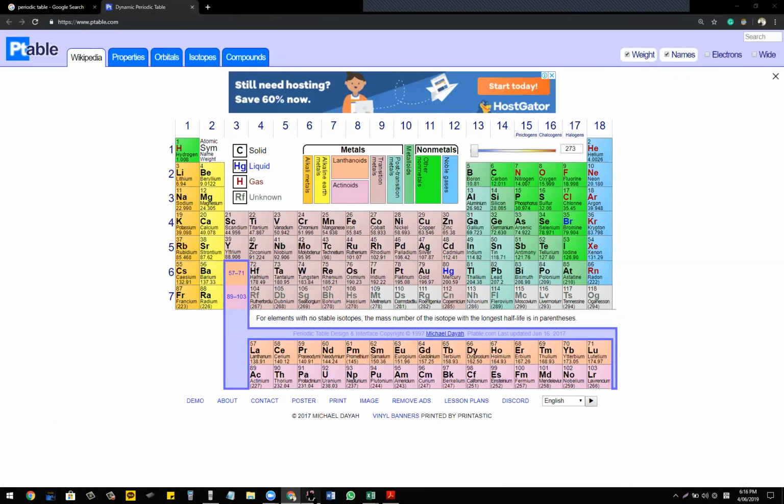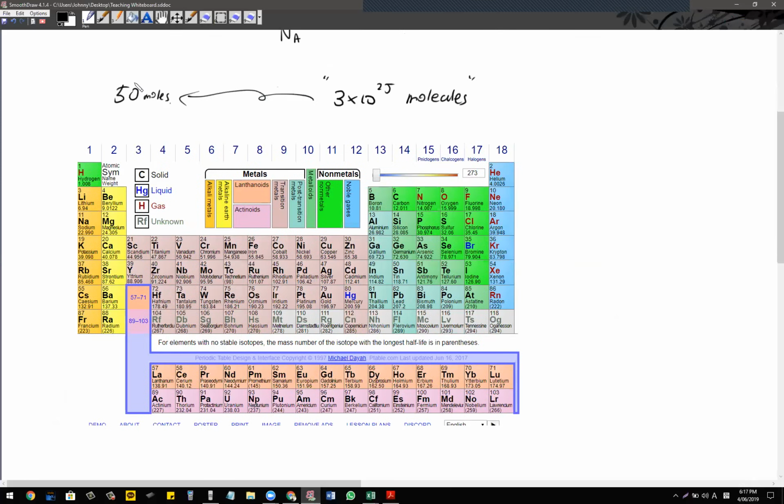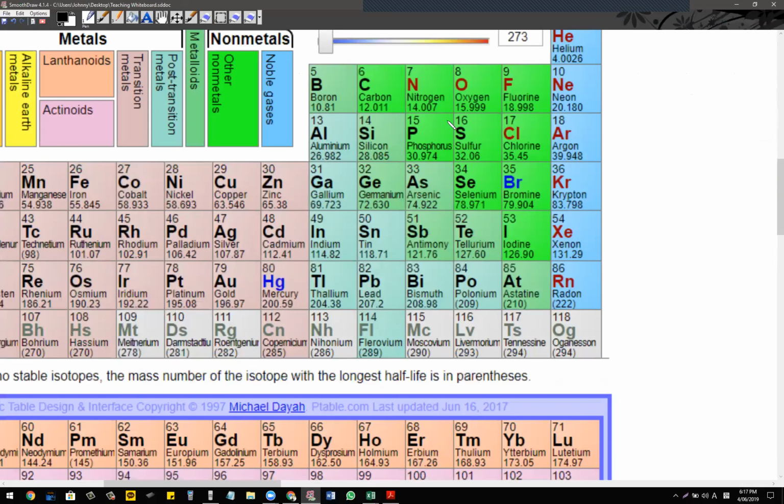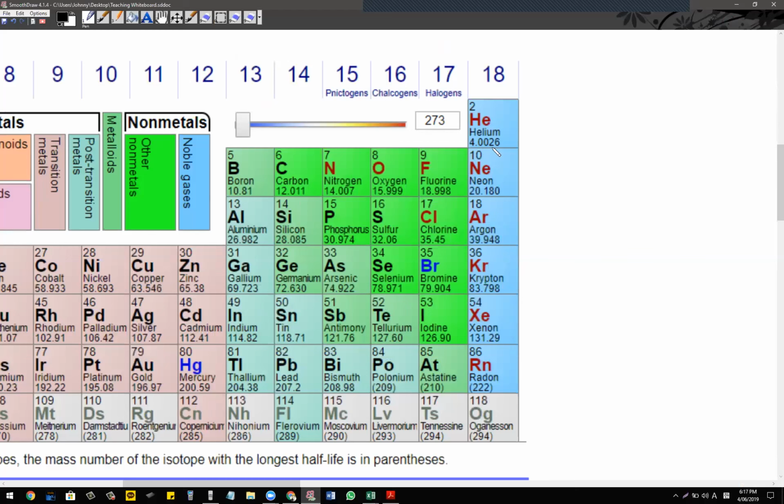You'll notice that these elements have little numbers there, right? So there's a 3, 6.94. There's a 2, 4.0026. So helium is number 2, that means it's got 2 protons. Oxygen is number 8, so it's got 8 protons, 9 protons, 10 protons, etc.